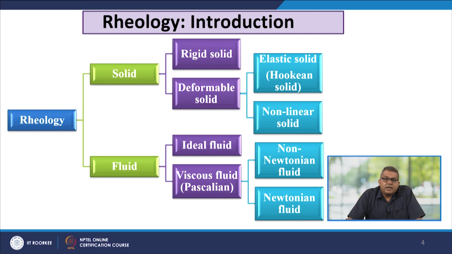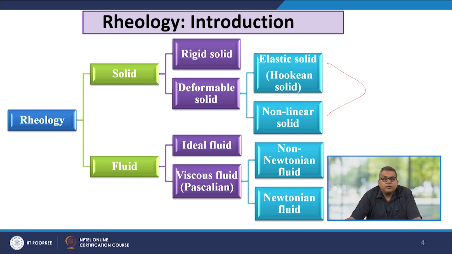Now, rheology can be divided into two aspects. One is the solid and the second one is the fluid. When we talk about solids, there may be two types of solids. One is the rigid solid, where you cannot change the shape, and the second one is the deformable solid, where you can easily change the shape. They may acquire or they may not acquire the original shape. If we talk about the deformable solids, these can be further subdivided into two categories: elastic solid, usually attributed to the Hookean solid, and non-linear solids.